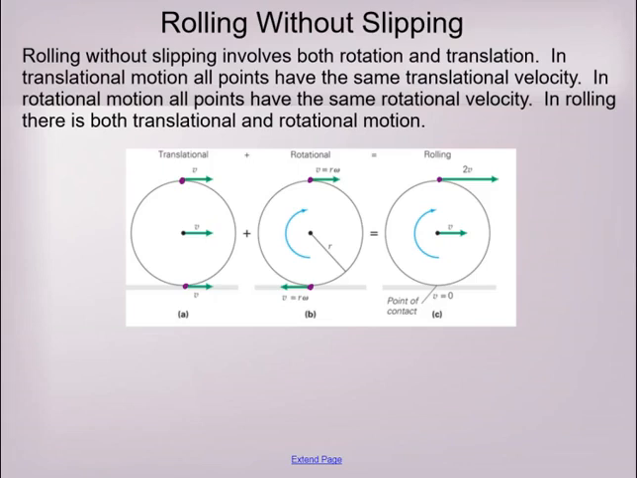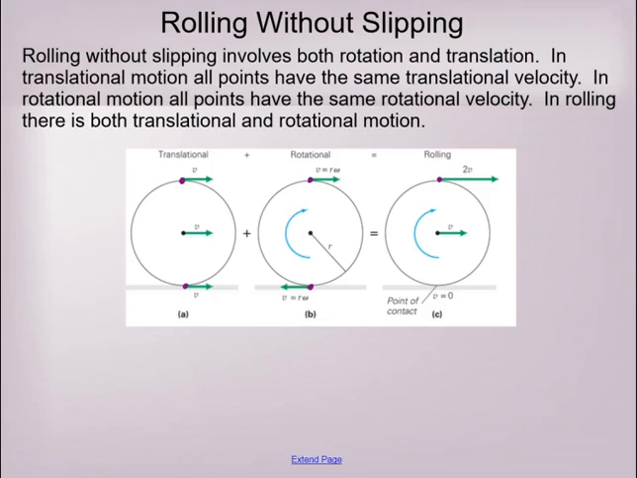In translational motion, all points have the same translational velocity. So look at picture A. This first picture is meant to be something that's simply sliding. So this wheel is not rolling at all, it's just sliding. So the top of the wheel is moving forward at some velocity, the middle of the wheel is moving forward at some velocity, and the bottom of the wheel is moving forward at some velocity. Every point on the wheel is moving in the forward direction at the same velocity.